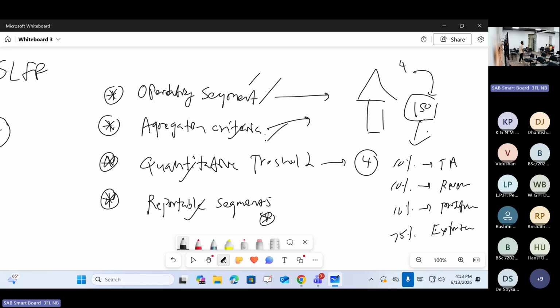Just have a look, you can understand what it is. The quantitative thresholds to identify reportable segments. Once you are doing a question, you can understand the scenario. 10% of total assets, that's the benchmark. 10% of revenue. 10% of profitability. Profitability means we need to calculate profit and loss together and identify it. 75% of external revenue. Up until this, we need to recognize reportable segments. These are the 4 criteria.